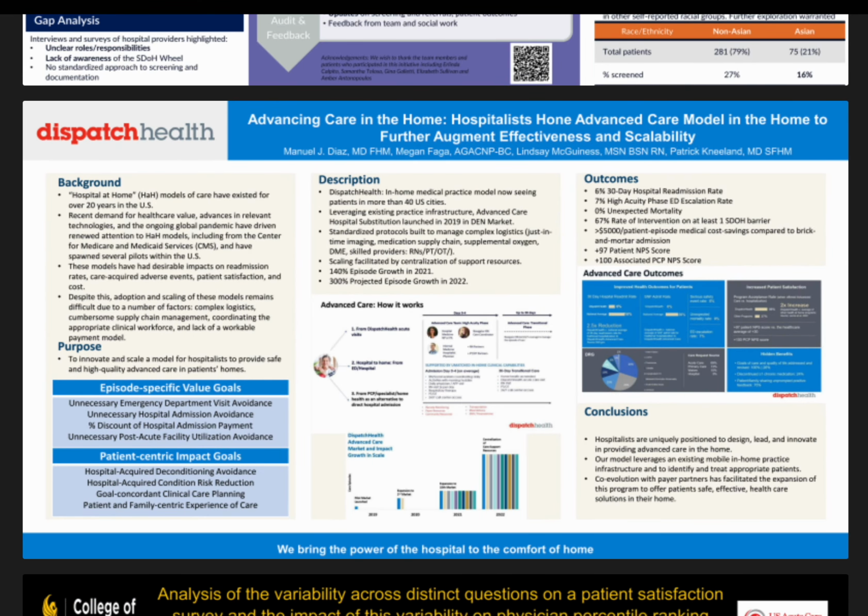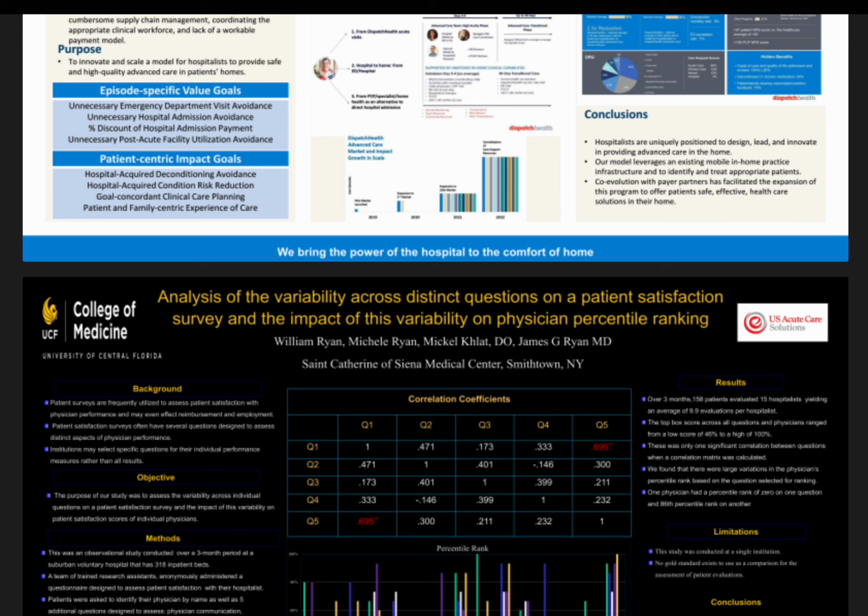Next one, advancing care in the home. Hospitalist home advanced care model in the home to further augment effectiveness and scalability. This is going to be a big topic in a couple of years. Basically, the home care model means that instead of the patient being hospitalized in a hospital, the hospitalist, the internal medicine doctor, is going to go to the patient's home, and partnering with nurses, they will be able to deliver medications and IV fluids at home without having this patient come to the emergency department and occupying a bed. So it will be very beneficial to the whole system, and it's something we're looking forward to.